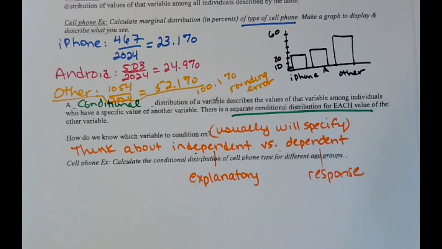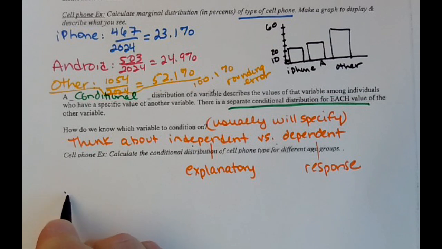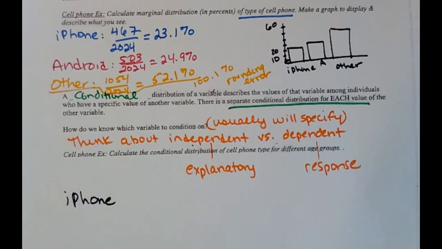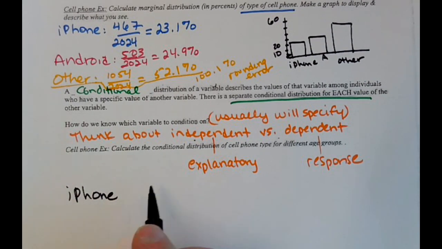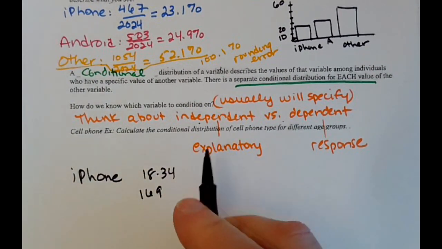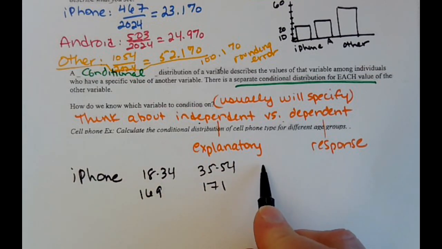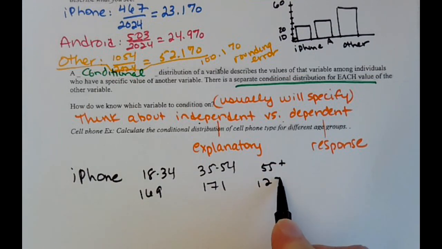We want to think about what is manipulated versus measured and all of that. So when we look at the data that we had earlier and it says we want to make a segmented bar graph, well, our segmented bar graph is we're making the bar graph of information, but we're putting all the different parts in. For example, I'm not going to do the whole thing because I don't think we really need to. The iPhone said from 18 to 34, there are 169 people. From 35 to 54, there are 171. And 55 plus, there are 127.